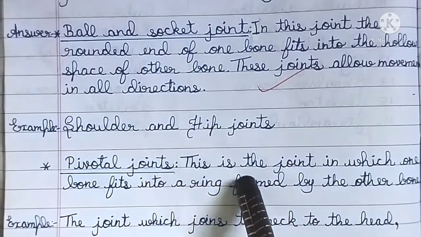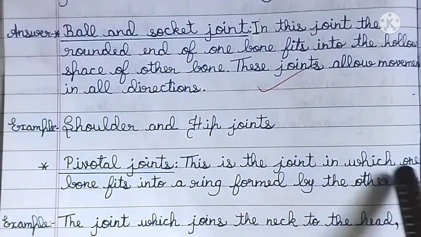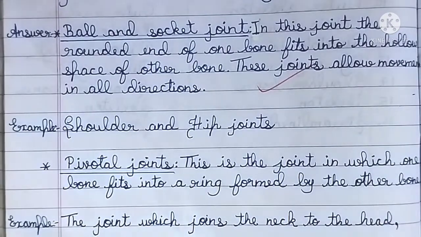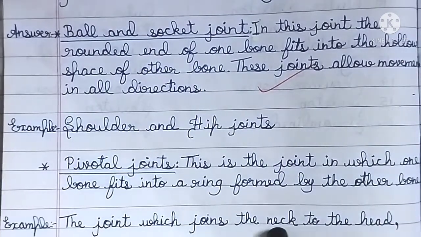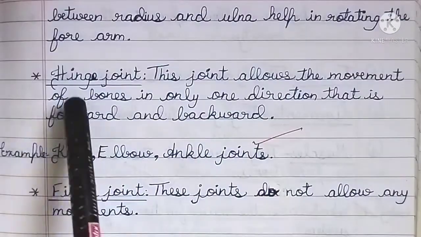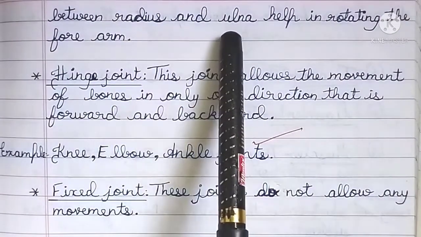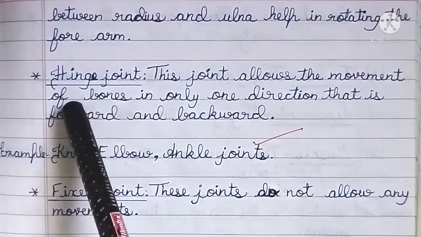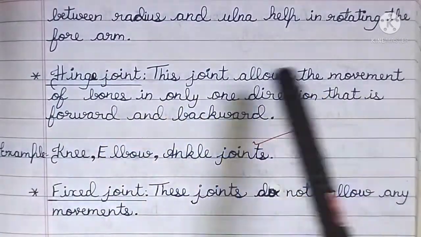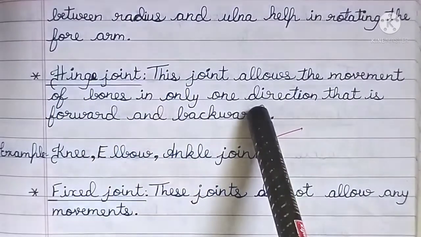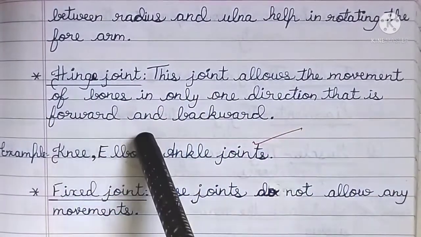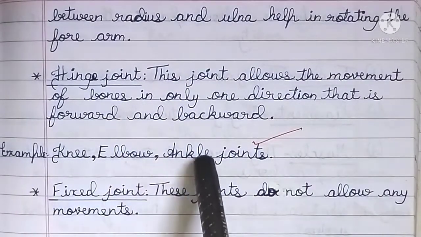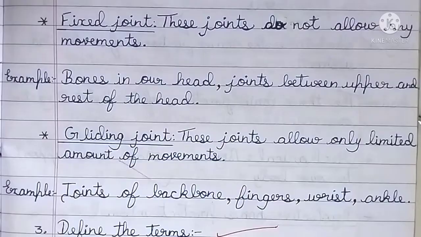Pivotal joints. This is the joint in which one bone fits into a ring formed by the other bone. Example, the joint which joins the neck to the head, and the joint between radius and ulna that helps in rotating the forearm. Hinge joint. This joint allows the movement of bones in only one direction, that is forward and backward. Example, knee, elbows, ankle joints.